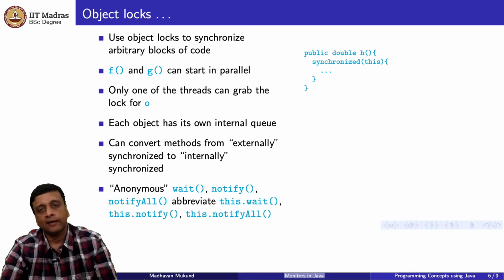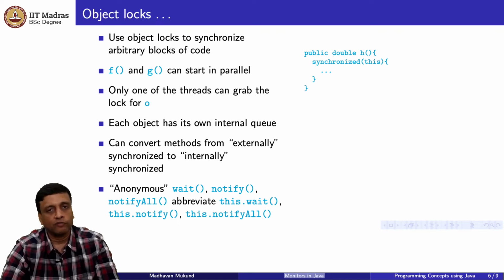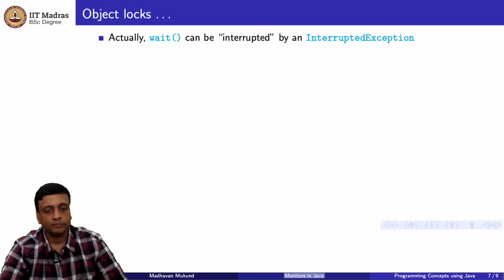So really, when we were saying earlier wait and notify all without saying anything, it was actually just a special case of O dot wait, O dot notify, O dot notify all. We are actually saying this dot wait, this dot notify. I'm waiting on the internal queue for this object, for myself. I'm waiting on, or notifying everybody who's waiting on, the internal queue for myself. So this is all actually the same thing but used in different ways.